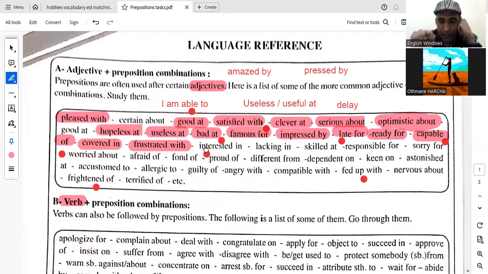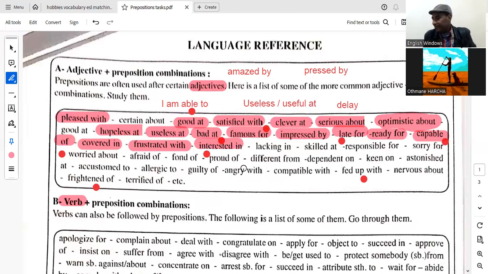Especially when you are doing something that you can't do or you find a problem with. Here we say frustrated with. Next, interested in. This adjective is very important.